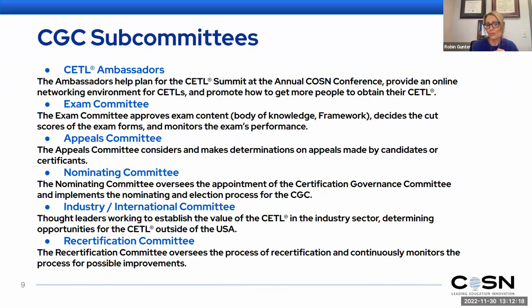The CETL ambassadors is one that you do not need to be on the CGC to participate in, and we are always looking for representation. In fact, our goal is to have representation from every 50 states on the ambassador. So if and when you receive your CETL certification, you're interested in giving back to your profession, this is a great place to start.